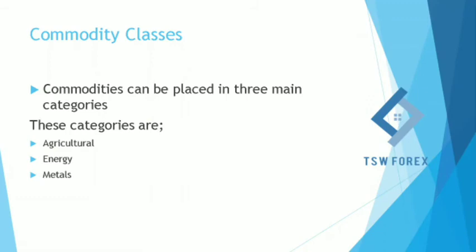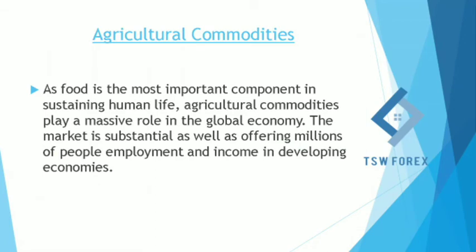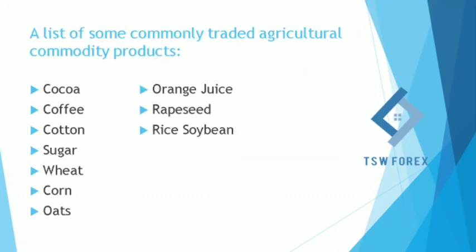So, agricultural commodities. As food is the most important component in sustaining human life, agricultural commodities play a massive role in the global economy. The market is substantial as well, offering millions of people employment and income in developing economies. A list of commonly traded agricultural commodity products are cocoa, coffee, cotton, sugar, wheat, corn, oats, orange juice, rapeseed, rice, and soybean.